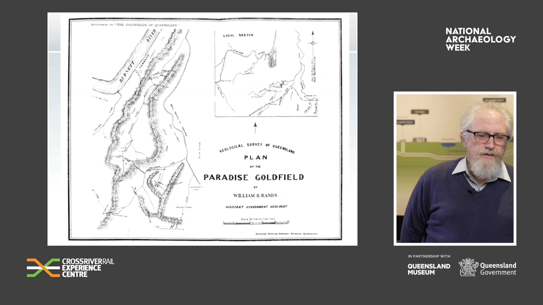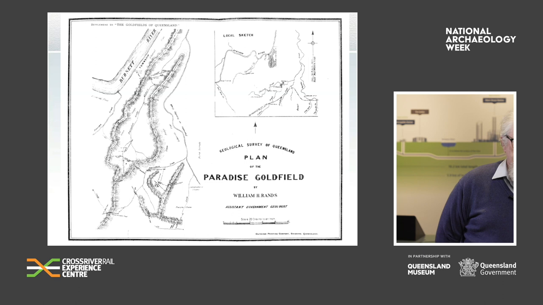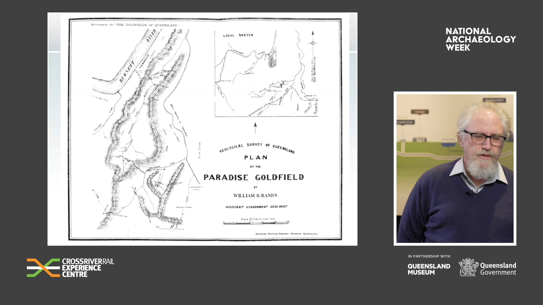This was a gold mining town. Paradise was established in 1888 and lasted about 10 to 15 years before everybody had left and abandoned the town. And they left because the gold had run out. And so the gold mining was deep shaft mining, and there were adits or horizontal shafts going in from Paradise Gully under the township, under the Burnett River.